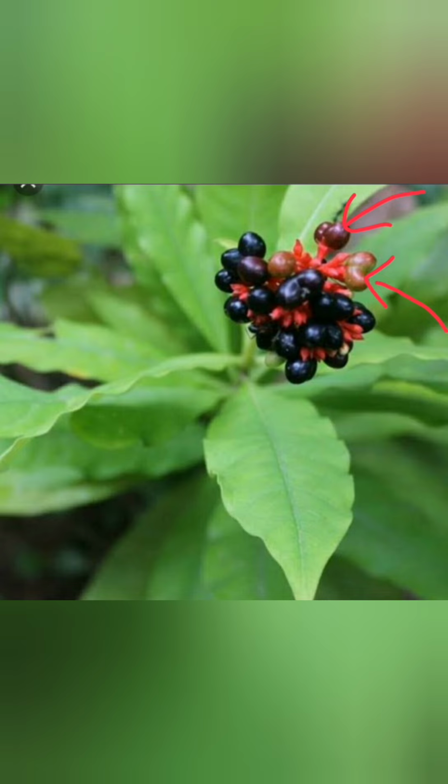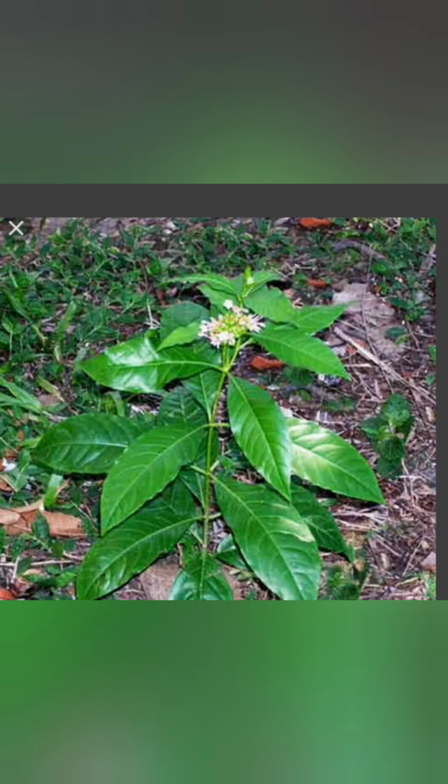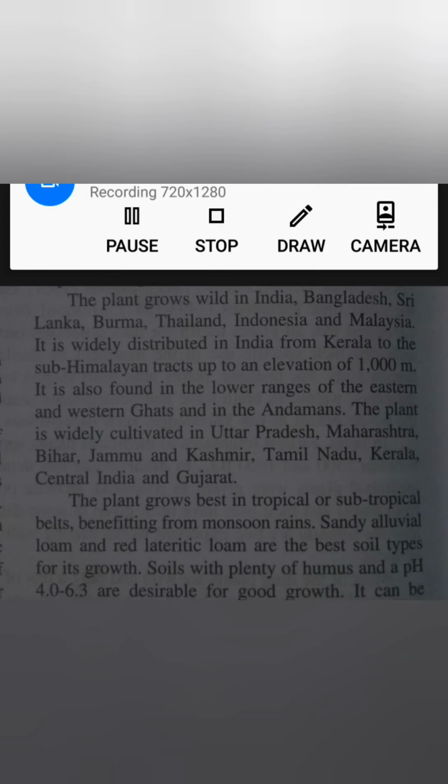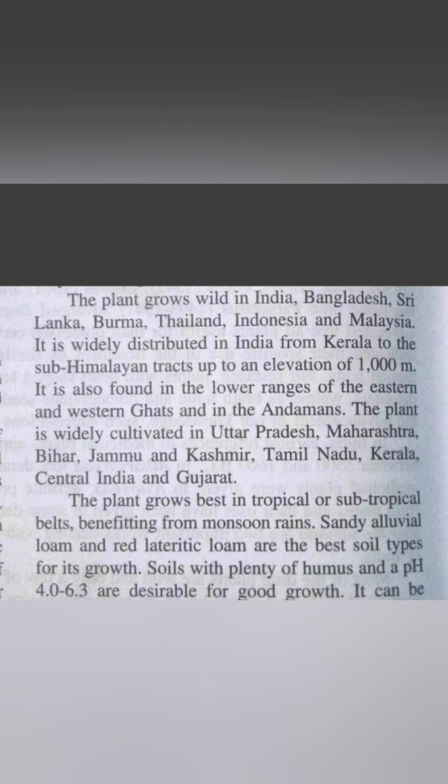So this plant grows wild in India, Bangladesh, Sri Lanka, Burma, Thailand, Indonesia, and Malaysia. And in India, it is widely distributed from Kerala to the sub-Himalayan region. So these are other places in India, other states where this plant is growing, and not only growing, but it is widely cultivated in these different states in India.